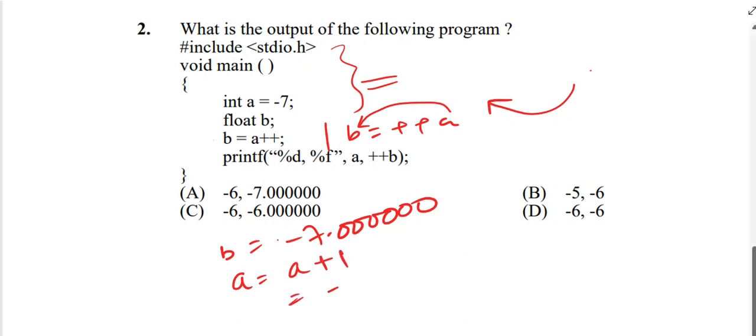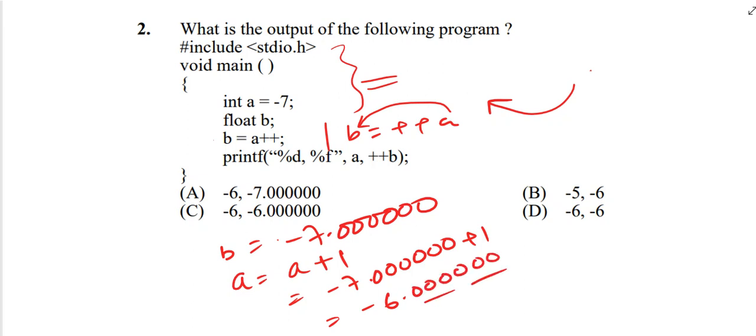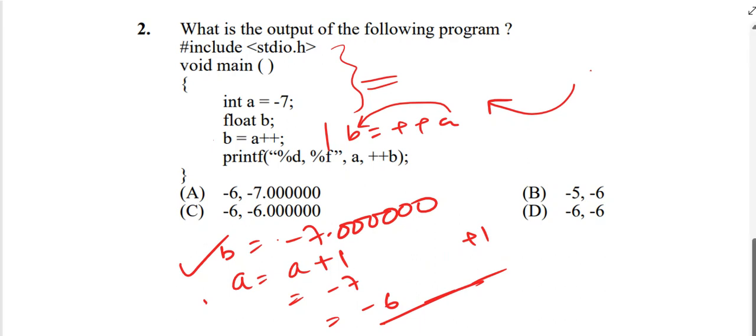That means minus 7.00000 plus 1, that means minus 6.000. So what is the value? Now the value of b will be minus 7, and the value of a, since a is only an integer, will be only minus 6. So here, 7 plus 1.